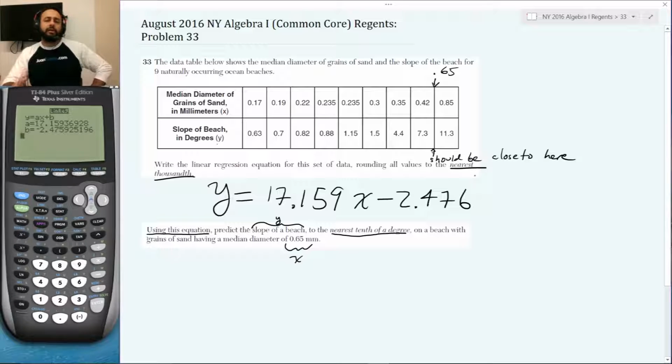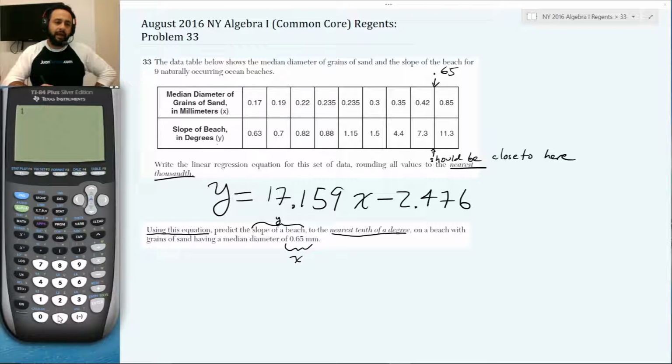Because it's a model. Whereas the data is actual data taken at beaches, the model is a tool used to predict that if we were to go to a beach with 0.65 millimeter grains of sand, what would the slope possibly be? So we do that using the equation that we calculated and rounded.